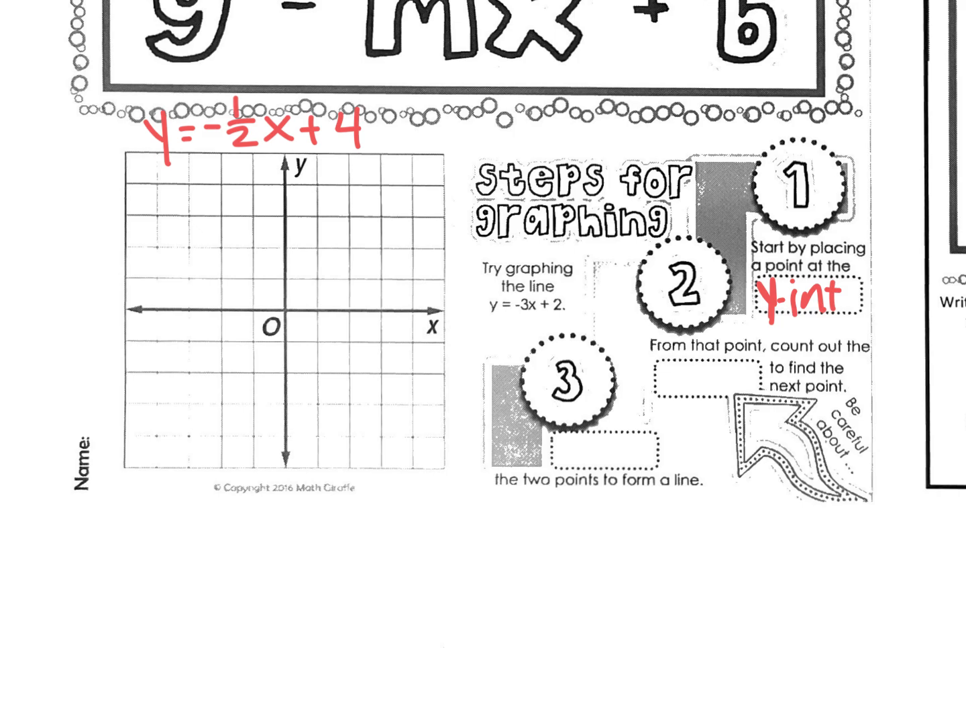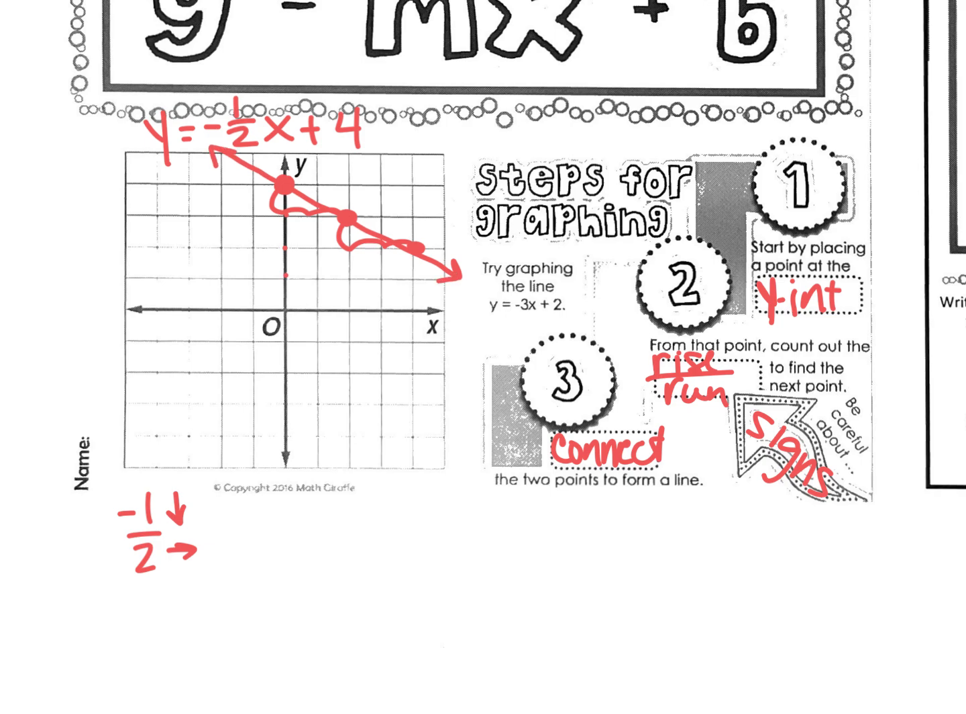So I would count up on the y-axis, 1, 2, 3, 4. I would put my dot there. From that point, count the rise over the run to find the point. Be careful about signs, right? So if this is negative 1, we can write it as negative 1 over 2. So this means that we are going to go down 1, and then positive is going to be right. So down 1 and right 2. And then connect the 2 points. Sometimes you could do 3 points with that same pattern, down 1 over 2. And there's your line.